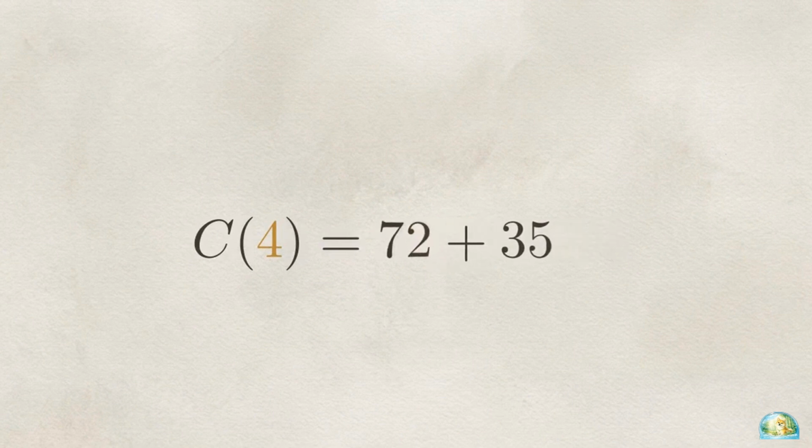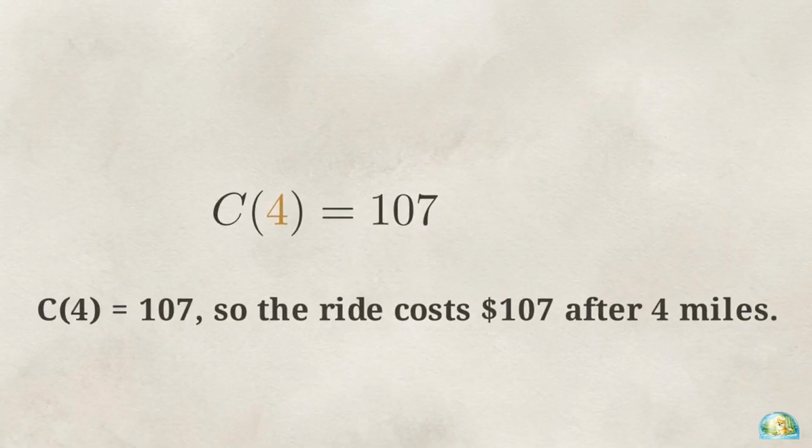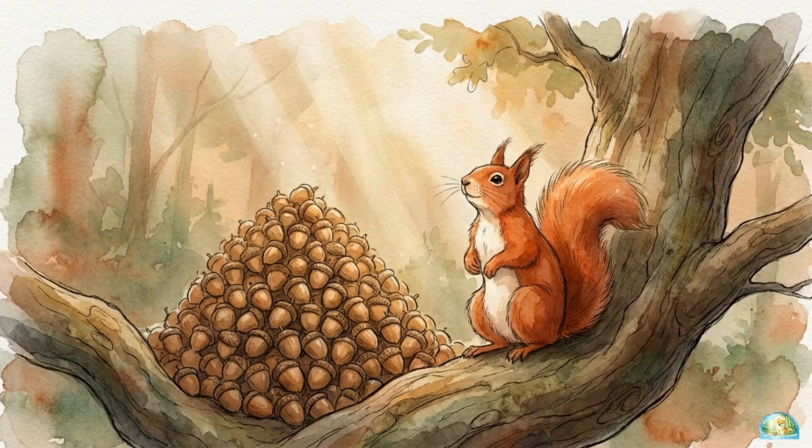rule. Now we compute. 18 times 4 is 72. We add 35 to 72, bringing us to 107. C of 4 equals 107, so the ride costs $107 after 4 miles. By evaluating the rule, we definitively linked our isolated starting condition, the distance, to its physical outcome.